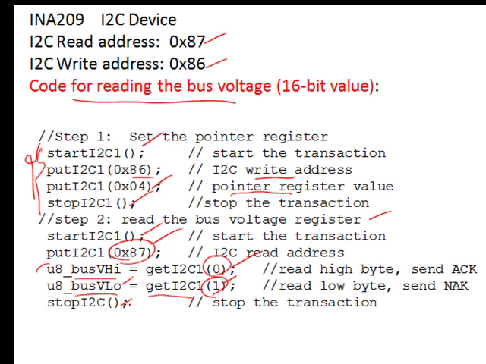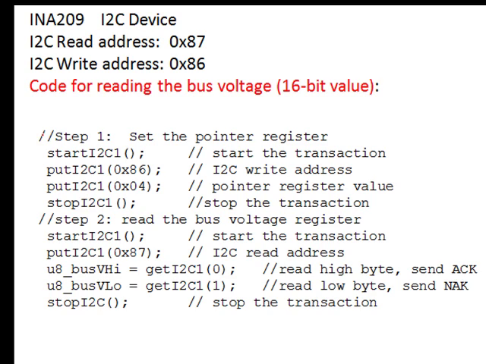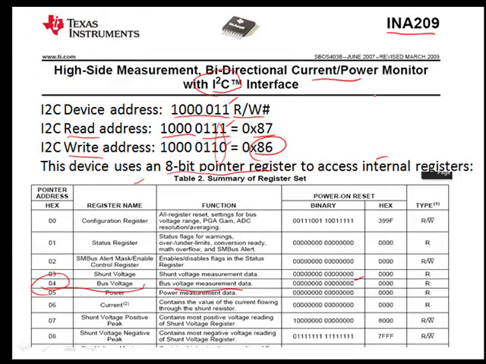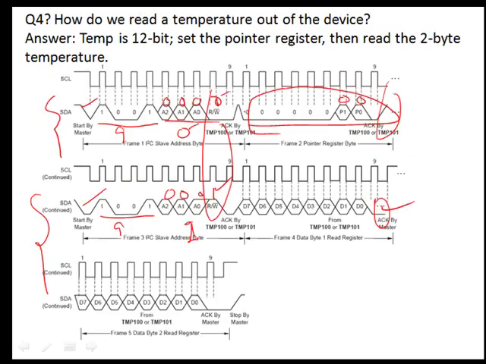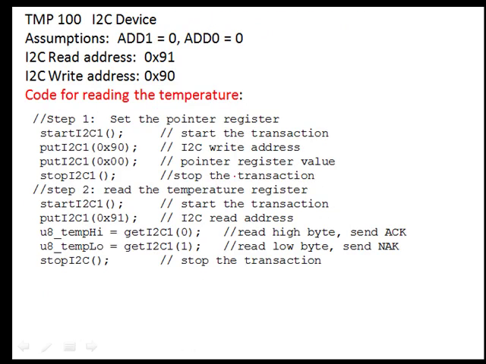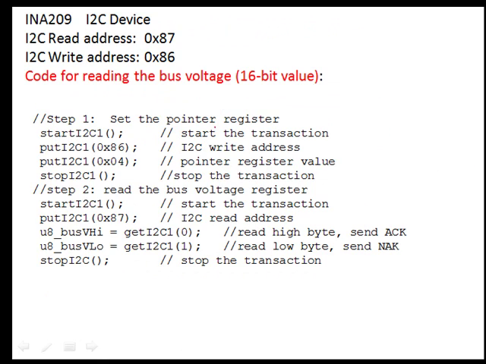What I want you to notice here is that even though this is a completely different device, this is a power monitor device, and this code back here was a temperature device, the code for these 2 devices looks almost exactly the same, because I2C devices in general work very similar to each other, and that's one of the advantages of the I2C interface.